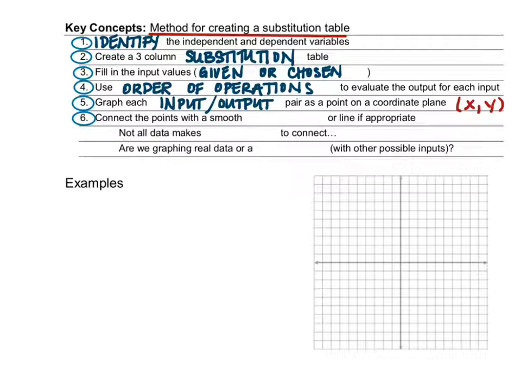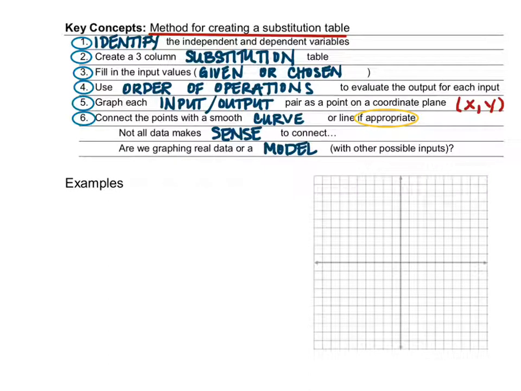The sixth step is to connect the points with a smooth line or curve if it's appropriate. I really want you to make sure that you are recognizing if it's appropriate. There are times when we've worked and it's not appropriate to connect the points. Some of the real life data we don't want to connect. So make sure that we're taking a look to see, does it make sense? Not all the data makes sense to connect. And we're graphing either real data or possibly model data.